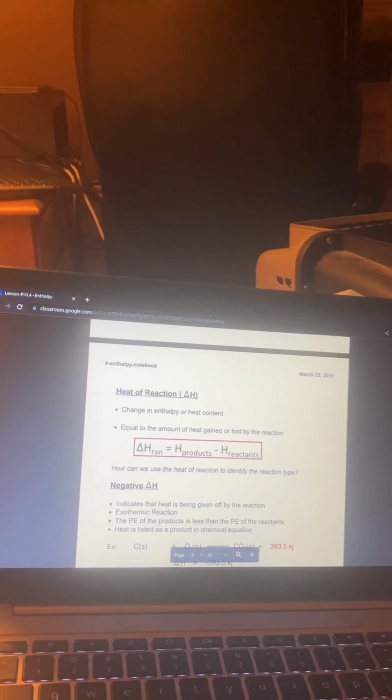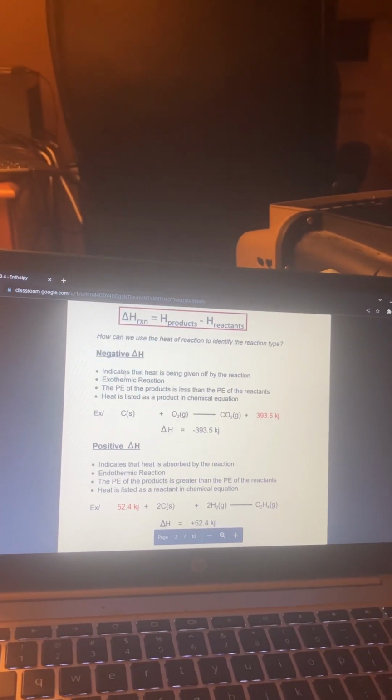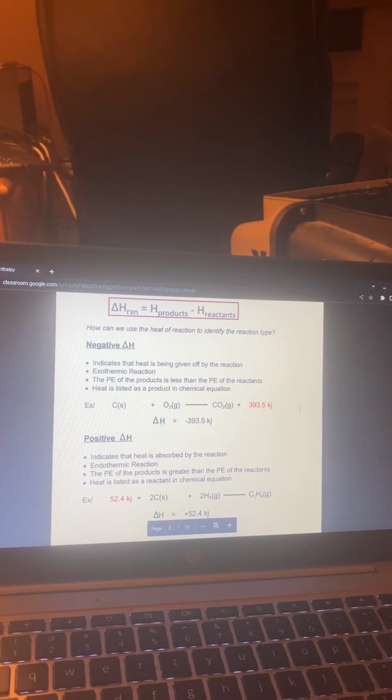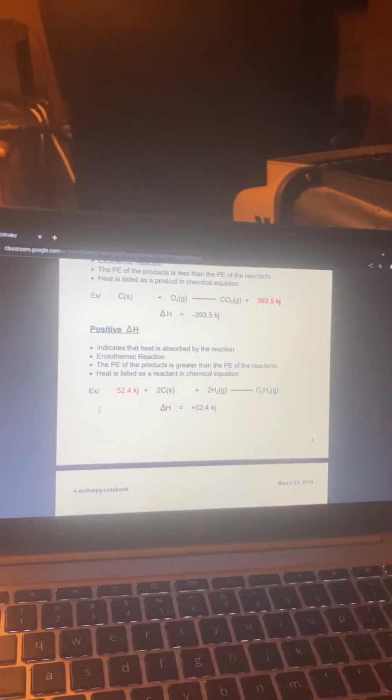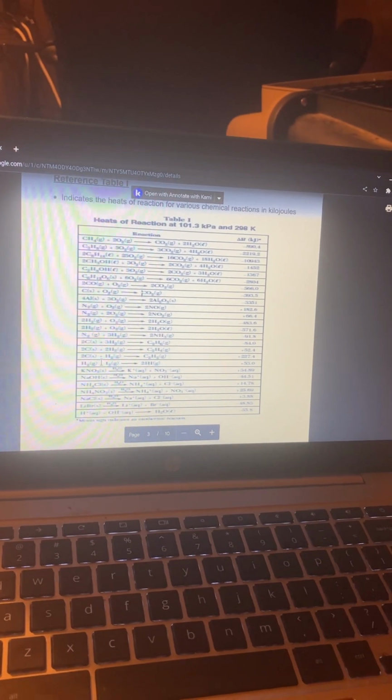So the delta heat of reaction is the heat of the products minus the heat of the reactants. In this case, the delta H is negative 393.5 kilojoules. And in this case, with the positive, it's 52.4. On the reference table, I will show you the heat of reaction for various chemical reactions.